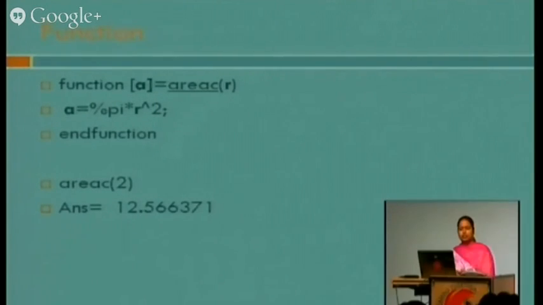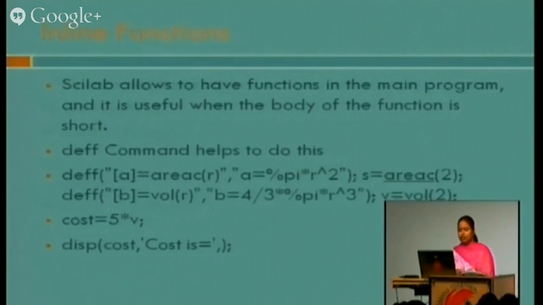Function A is equal to area C of R, right? Area A is being returned, and what radius are we giving? We are giving R, and A is equal to, what is the area of a circle? Pi r square. Pi is a special constant, so we write it with a percentage: percentage pi into r square, right? Then end function. And in the main program we have to call it using only the name of the function. Area C, provide the input, right?